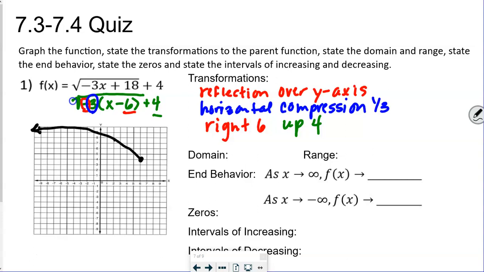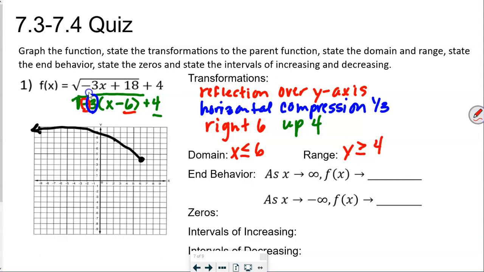So now remember, domain has to do with this value right here. So when we're talking about domain, it's going to be x's, and look, x is getting smaller, so it's going to be less than or equal to our x value, which is 6, okay? And our range is also going up. Notice that our y values are going up, so y is going to be greater than or equal to, again, what is the value of the k, and that's 4.